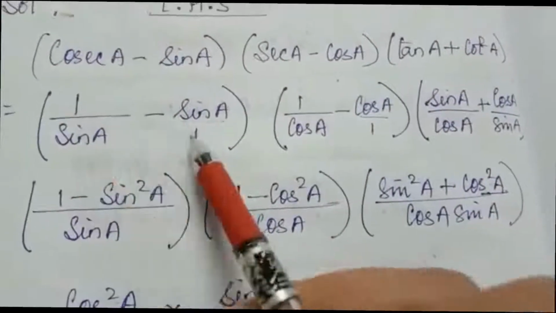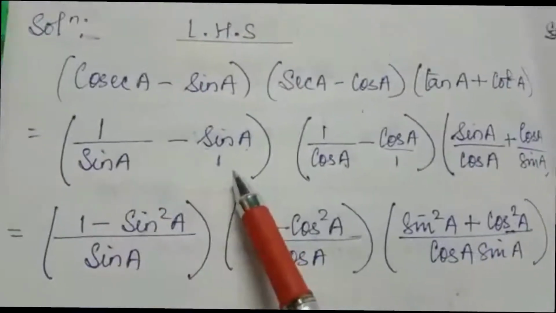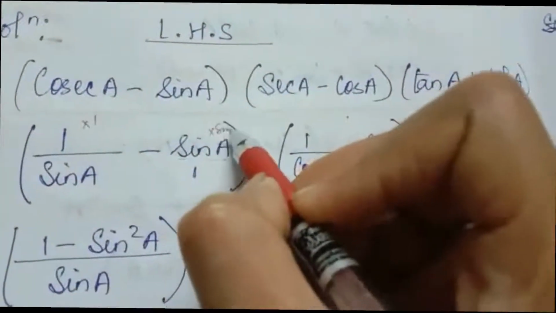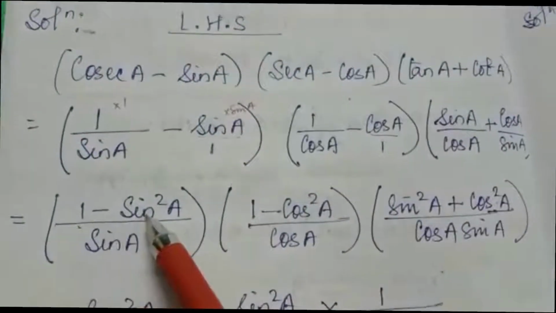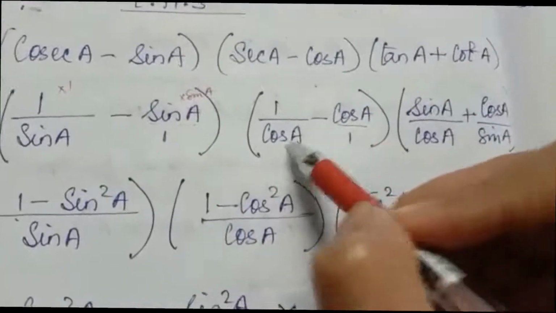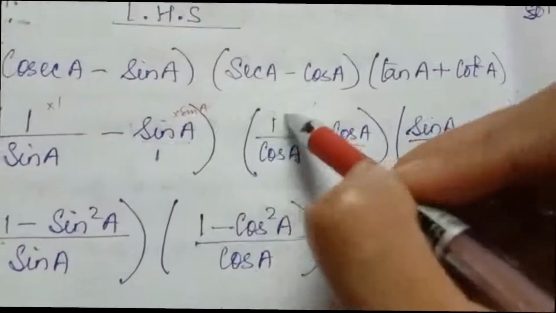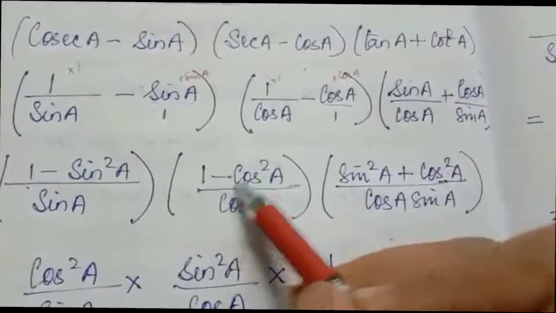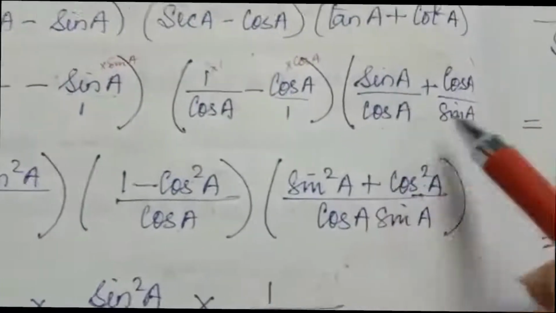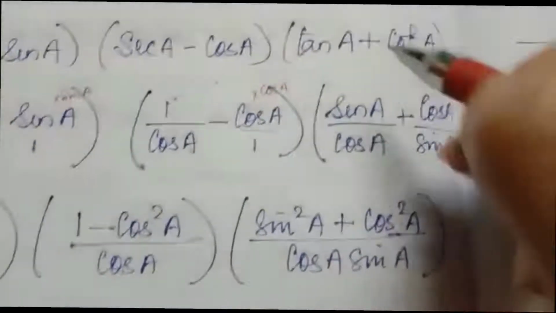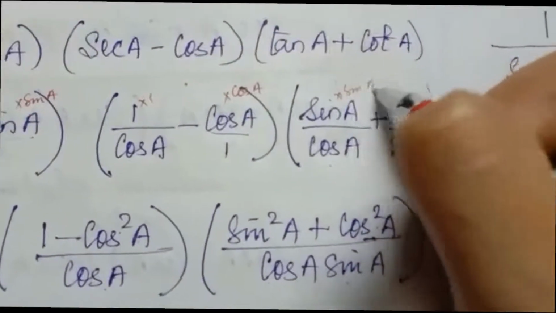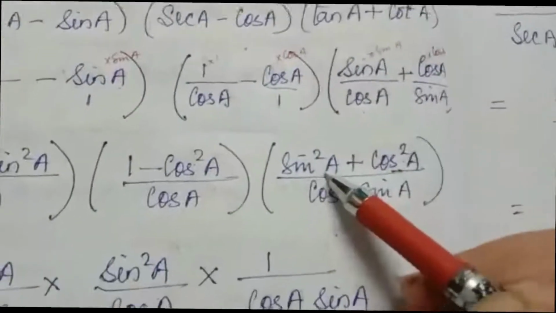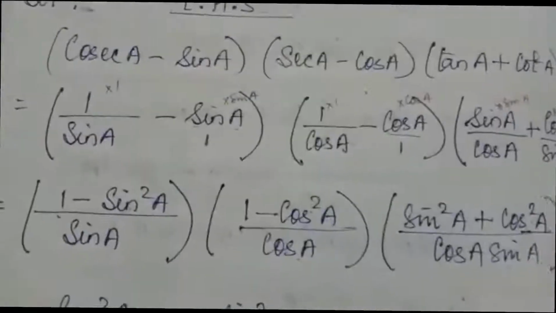Here you can take the LCM of sin A and 1, which is sin A. Here you multiply by 1 and here you multiply by sin A. So 1 - sin² A. Again the LCM of cos A and 1 is cos A. Here multiply by 1 and here multiply by cos A. So 1 - cos² A. The LCM of cos A and sin A is cos A sin A. Here you multiply by sin A and here by cos A. Sin into sin, sin² A plus cos into cos, cos² A.